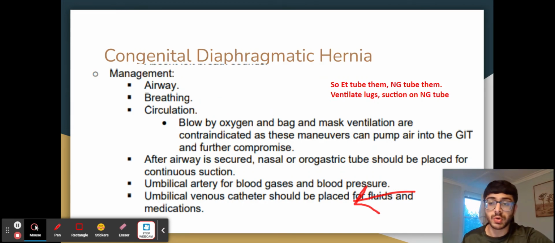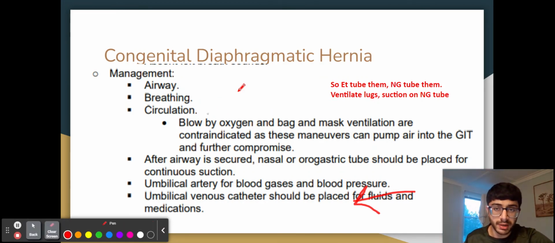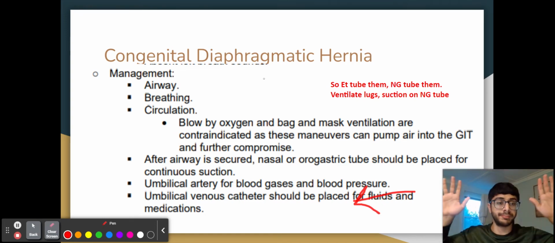Okay, the next thing. You're going to recognize that it's a congenital diaphragmatic hernia. They're going to tell you it's a scaphoid abdomen. They might show you bowel loops. What I want to point out is the management of this. Ideally, you want to decompress the bowel and put in an endotracheal tube so the lungs can expand.